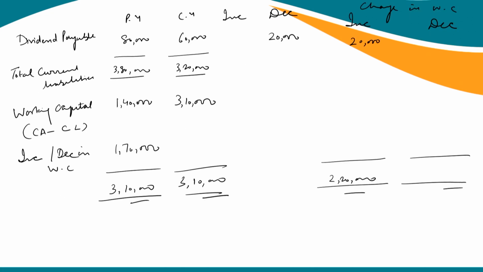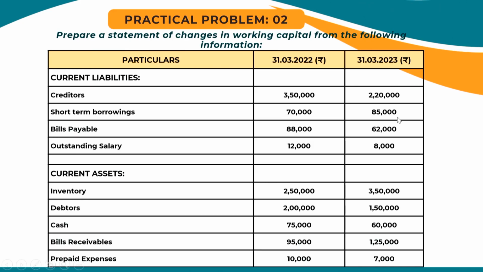So when we consider this 50,000 in comparison to 2,20,000 to make the total same, we reach the figure of increase in working capital of rupees 1,70,000. This is how the schedule of change in working capital is prepared. So in the continuation of the same, we will have one more problem relating to the preparation of the statement of change in working capital from the following information.